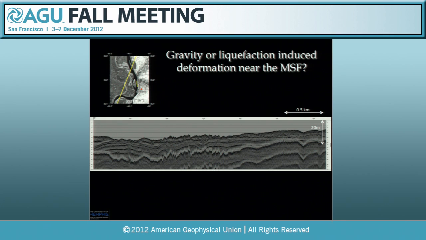And now this is a different technique. This is chirp data. What you see here is the bottom of the river. This is the first water bottom multiple, so don't mind anything below here. And this is the top of the Eocene. The Eocene has been very deformed, probably by liquefaction of the Memphis sand.